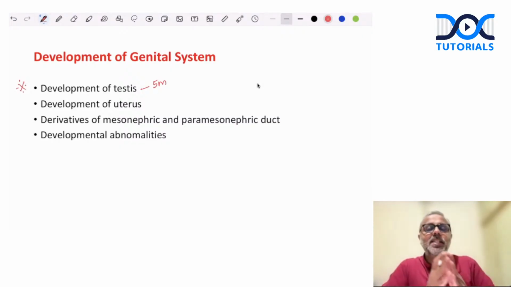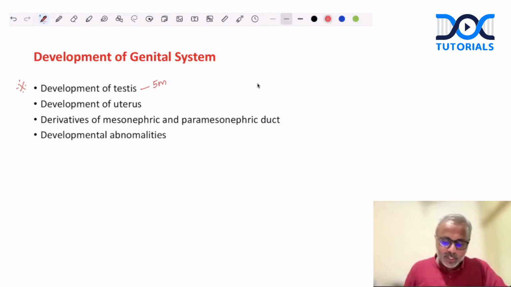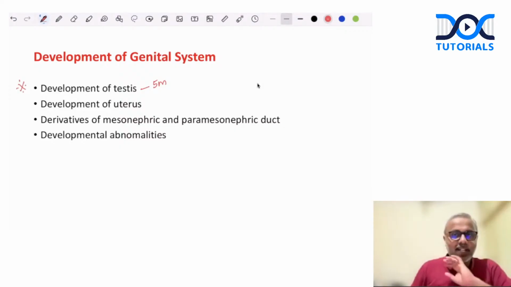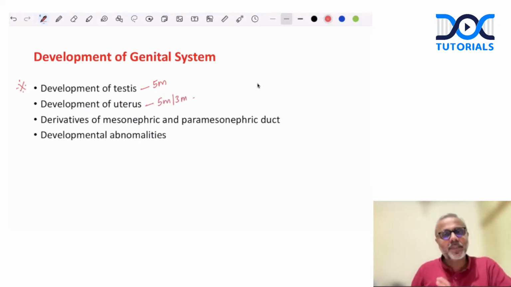Development of the testis, descent of the testis. Any exam cannot go without questions on this topic, right? So development of the testis, we'll try to discuss how do we describe it if development of the testis is asked in exam. Then development of the uterus could be an important 5-marker or a 3-marker question, right? But most often when we talk about gonads, development of the testis is often asked.